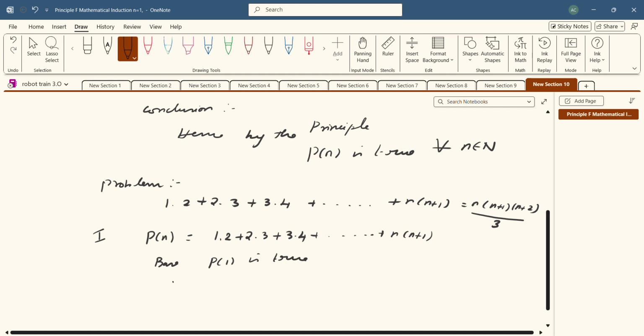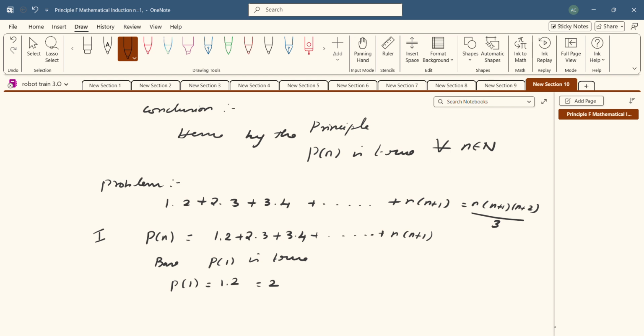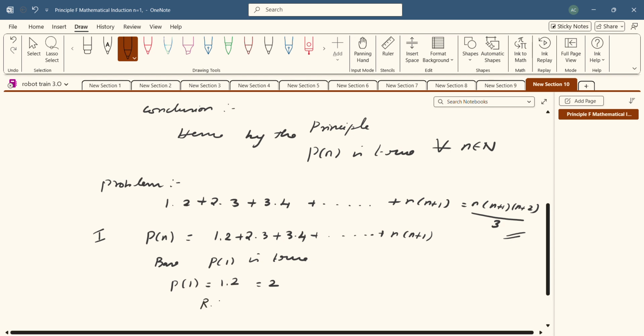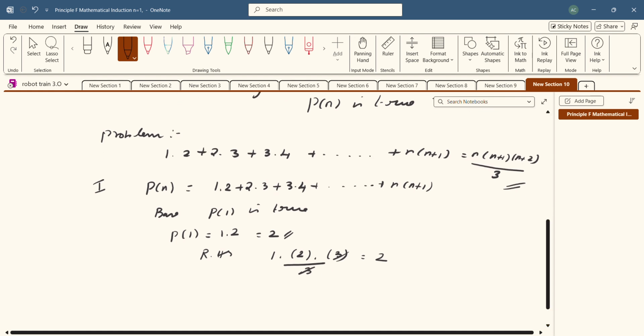P of 1 is equal to 1 into 2, which is equal to 2. This is your left hand side. What about your right hand side? Your right hand side is n into n plus 1 into n plus 2 divided by 3. Put n is equal to 1: 1 into 1 plus 1, that is 2, into 1 plus 2, that is 3, divided by 3. The 3 gets cancelled, which is equal to 2. So left hand side is equal to right hand side. Therefore, P of 1 is true.